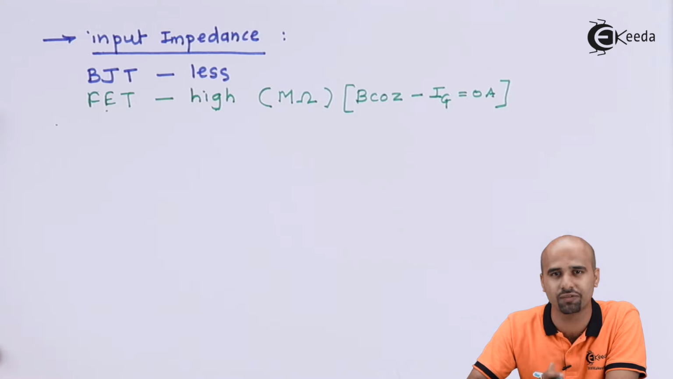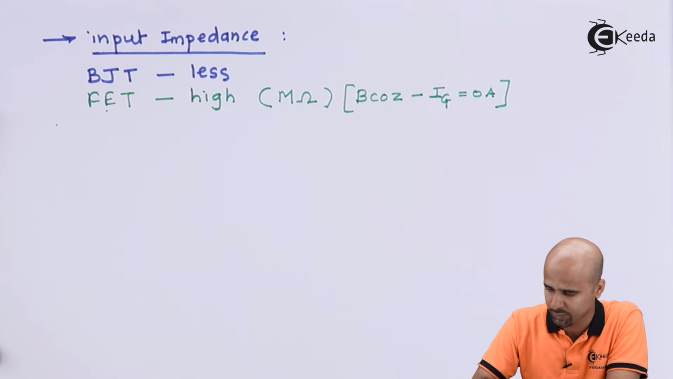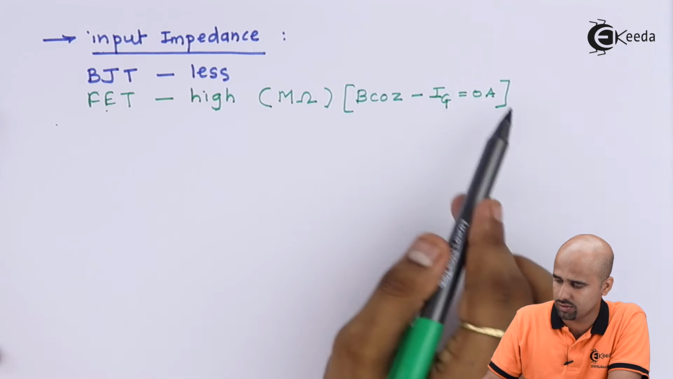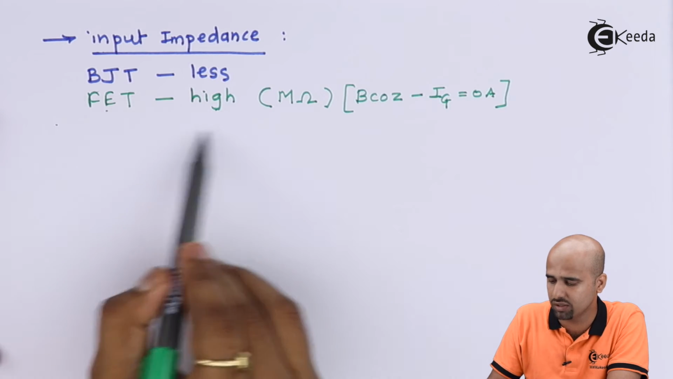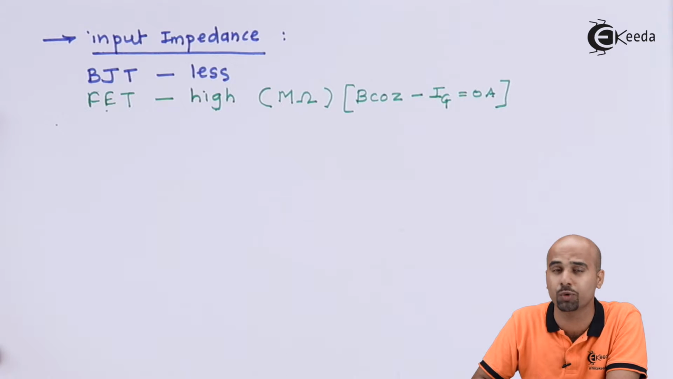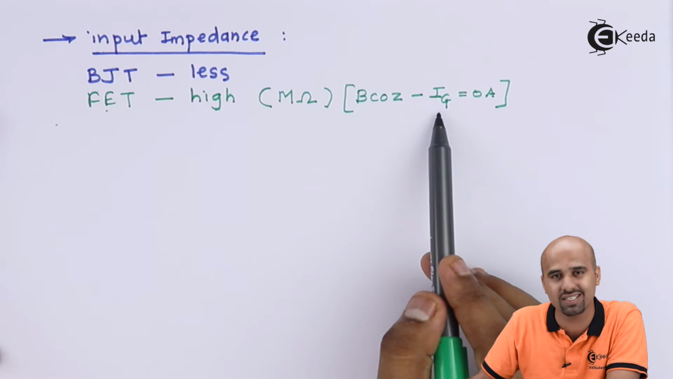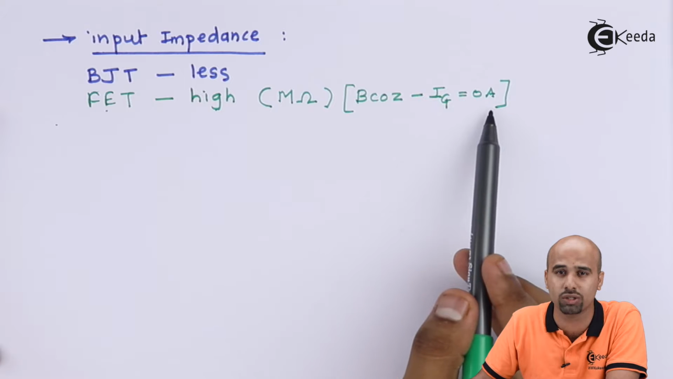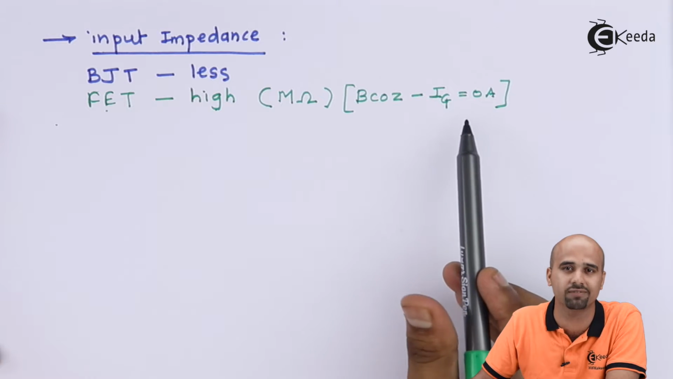What is gate? That we'll learn later. That is one of the terminals of FET. So this is because we have high input impedance, because Ig is at the input side. If current is 0, then resistance ideally should be infinite.